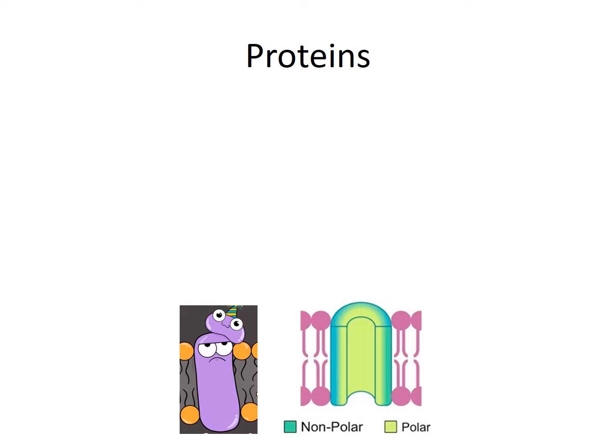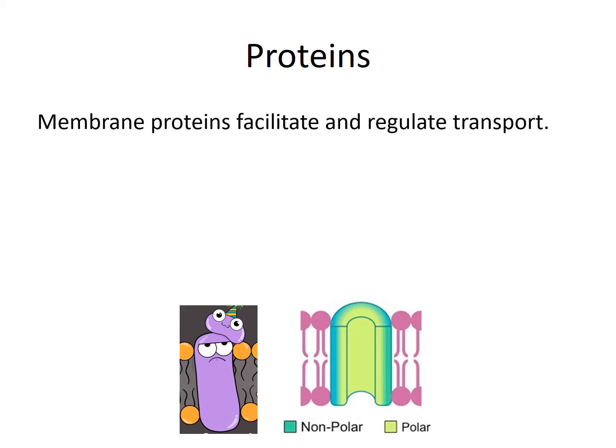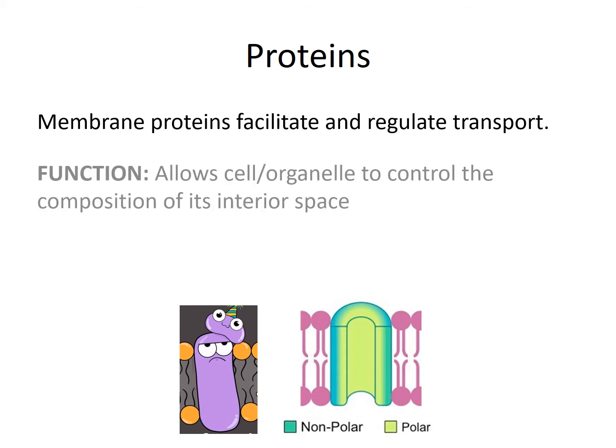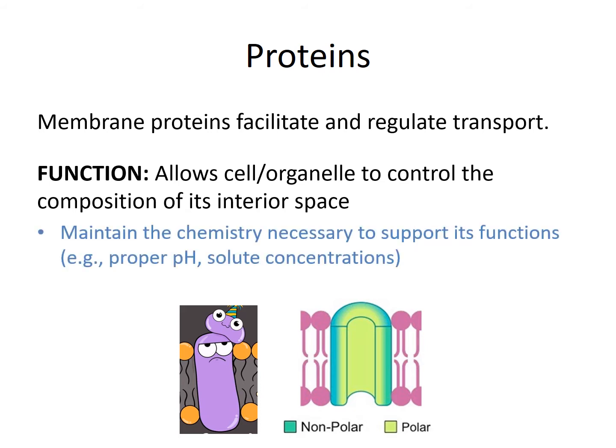Proteins are the membrane structures that both facilitate and regulate transport of molecules from one side of a plasma membrane to the other. The function of these proteins is to allow the cell or the membrane-bound organelle like a mitochondria or a lysosome or the nucleus to control the composition of its interior space. In other words, it allows a cell to maintain homeostasis, or the chemistry necessary to support its functions. So this might include maintaining proper pH balance, maintaining concentration of solutes within the cytoplasm, including gases like oxygen, carbon dioxide, including fuel sources like glucose, and importantly, also including chemical byproducts that might poison the cell, like waste products.